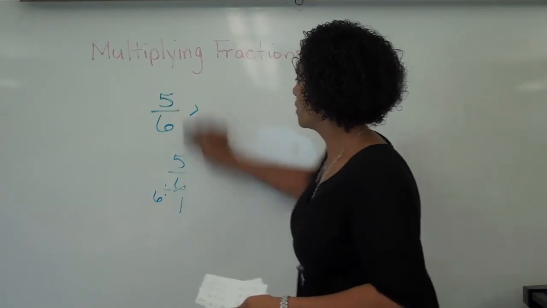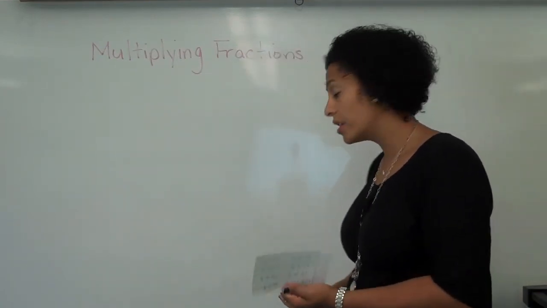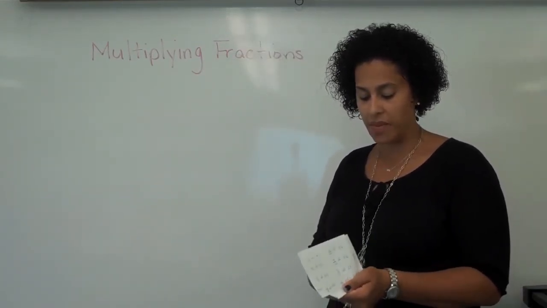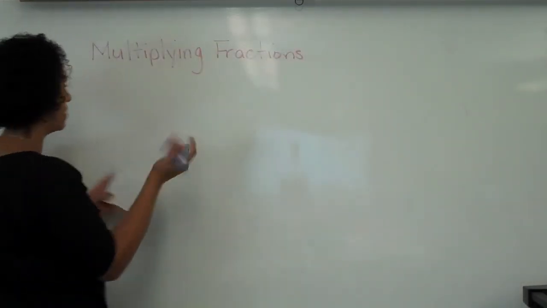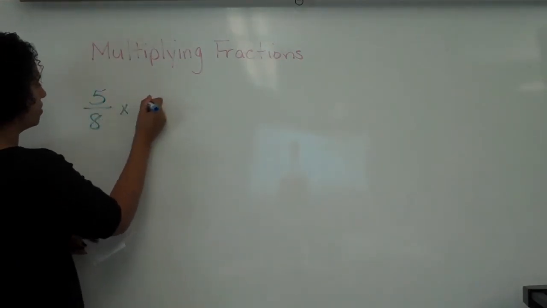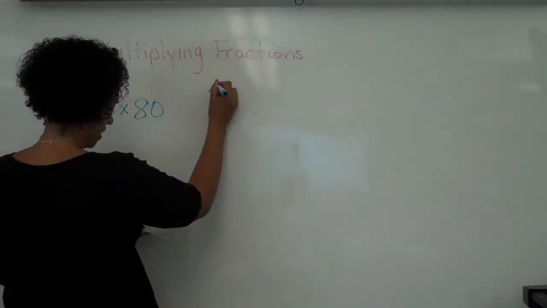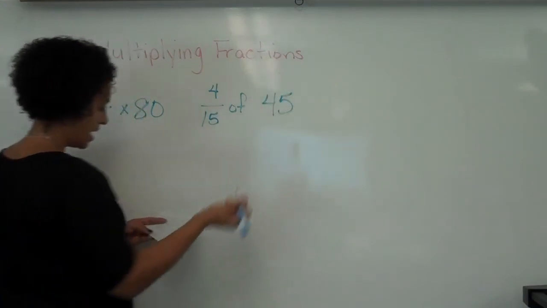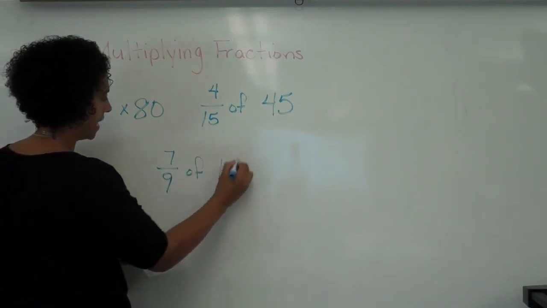So 3 to do on your own. Take your time. Use different colors if you can, but you know, pencil is going to be our best bet here because we have a lot of math, and that way if you make a mistake you can erase. But it's good to show the cross-simplifying in different colors. So my numbers are going to be a little bit bigger for your own practice, but not too big. So 5/8 of 80, 4/15 of 45, and the last one is 7/9 of 18.